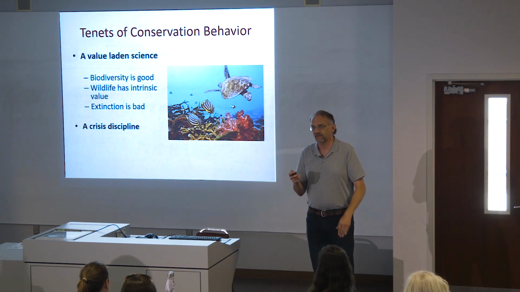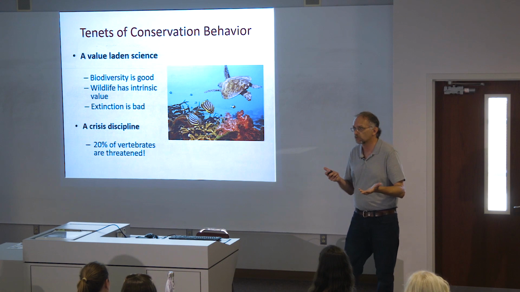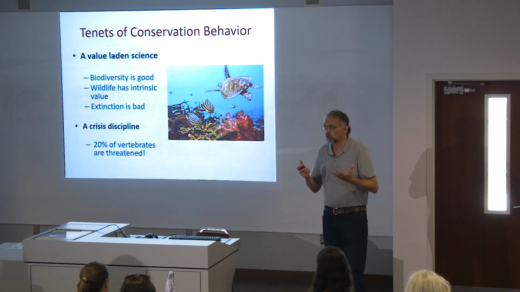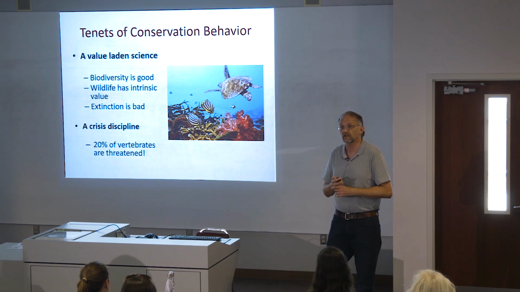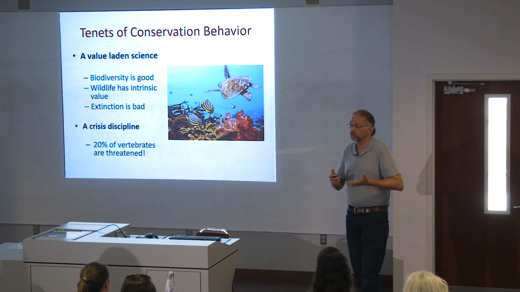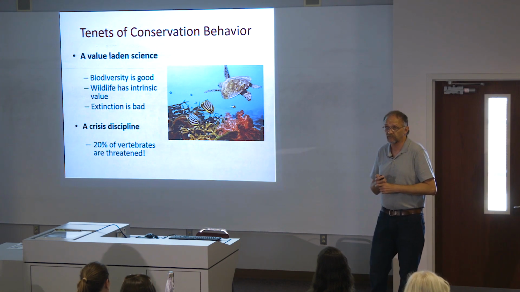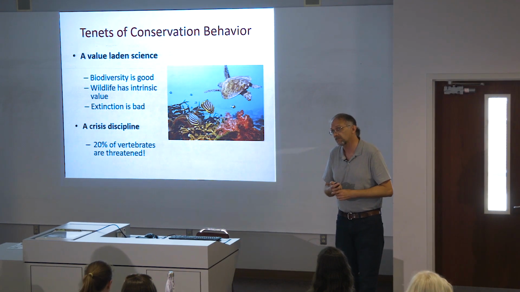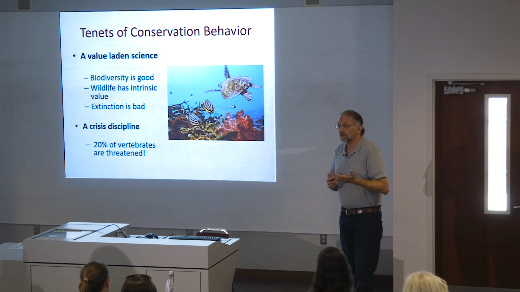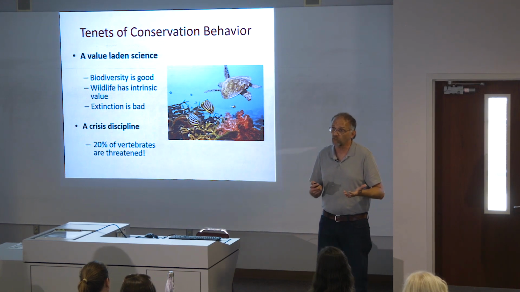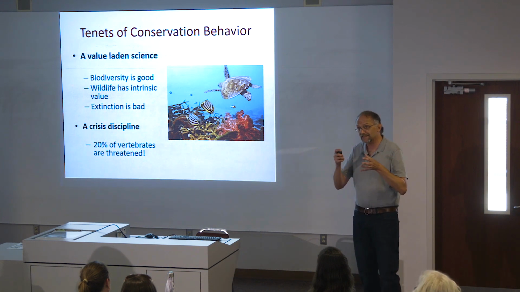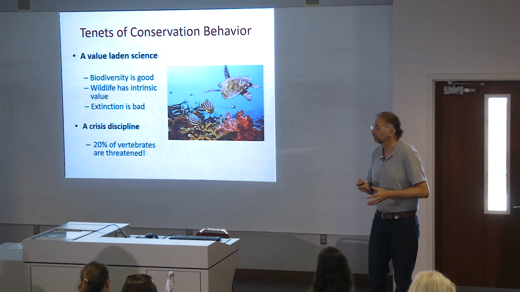We know there's a biodiversity crisis. By some estimates, 20%, at least, of vertebrate species are threatened with extinction. And our concerns are that even more populations are declining. And so conservation behavior, like conservation biology, is a crisis discipline. We have to act quickly, and we have to manage our resources in this process. This doesn't mean that conservation behavior has all the answers for conservation issues. The problems are complex, and behavior applies to some subset of that problem.